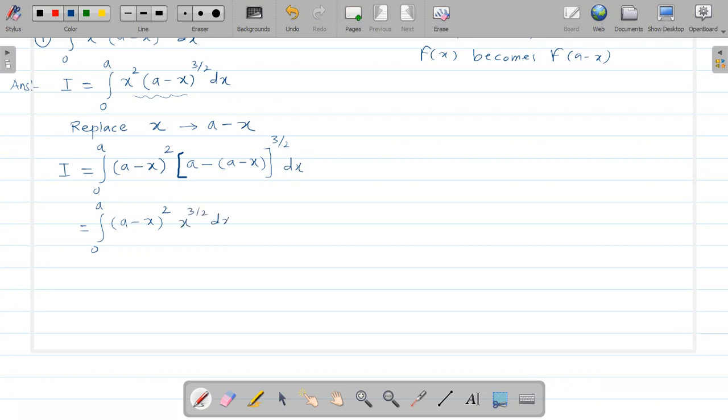So for the fractional index the base will be only x. That's why it can be solved by an algebraic rule. Here bracket a minus x square can be expanded and multiplied into x raised to 3 by 2. This is very simple now. So integration 0 to a, expand this, we get a square minus 2ax plus x square, into x raised to 3 by 2 dx.